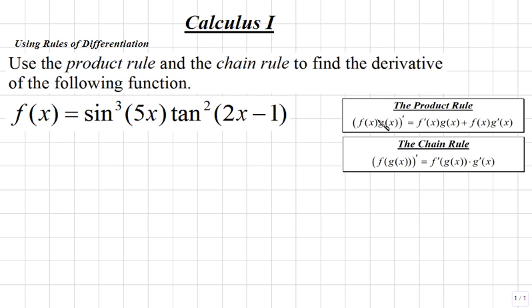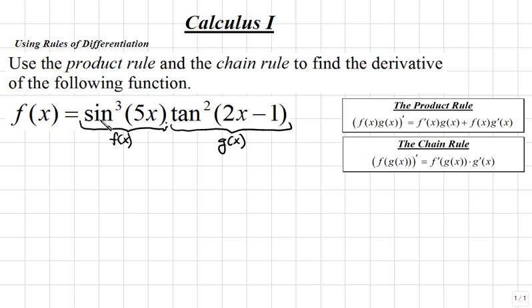To understand this, the product rule is when we are multiplying two functions, f of x times g of x, and finding its derivative, this becomes the derivative of f of x times g of x plus f of x times the derivative of g of x. Here, we'll write that sine cubed of 5x will be the f of x in the formula, and that tangent squared of 2x minus 1 will be the g of x in the formula.